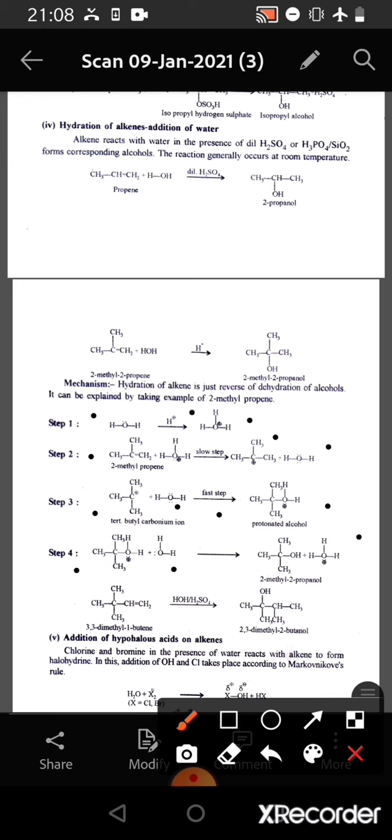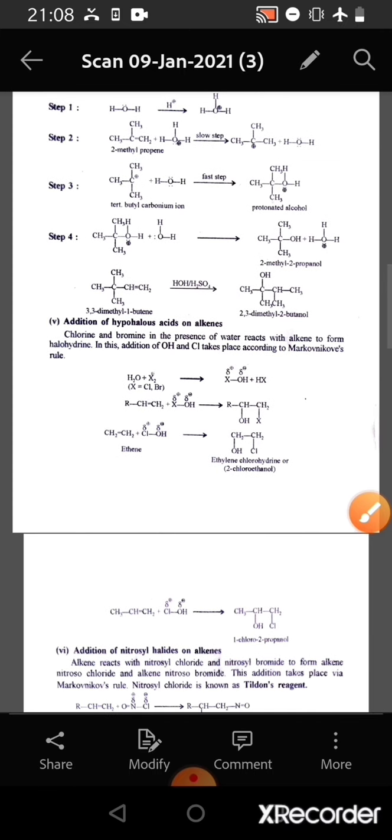If we consider another example, that is 3,3-dimethyl-1-butene, it is seen that 3,3-dimethyl-1-butene on hydrolysis in the presence of H2SO4 forms 2,3-dimethyl-2-butanol.